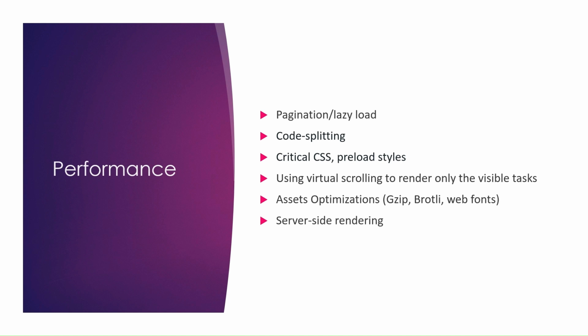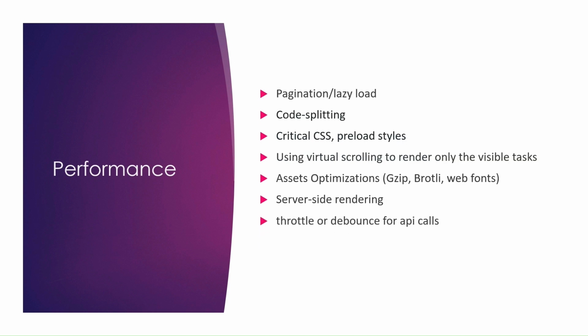Server-side rendering can improve page load speed and SEO, while also providing a better user experience for clients with slow internet connections. Throttling or debouncing API calls can help prevent extra requests and improve performance by controlling the rate at which requests are sent.